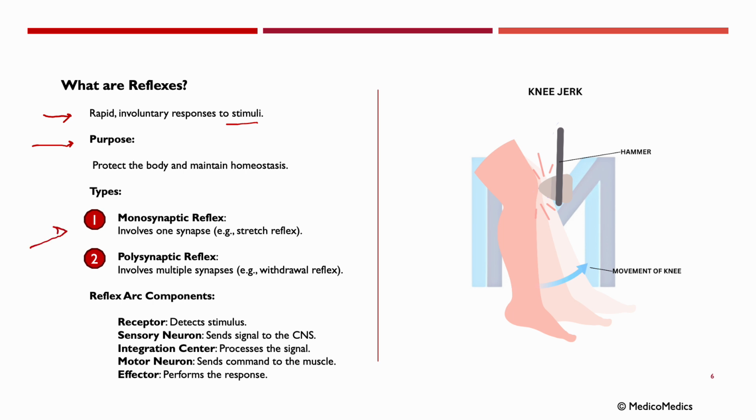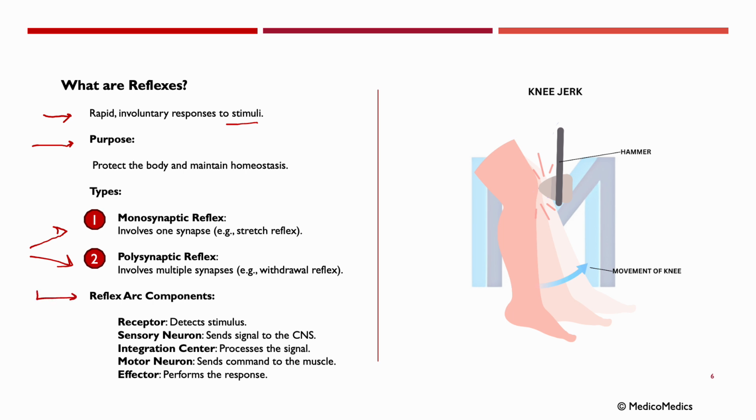We have monosynaptic reflex and polysynaptic reflex. Now, a monosynaptic reflex involves just one synapse between a sensory and a motor neuron. A classic example is the stretch reflex, like the patellar reflex. So you tap the tendon and the leg kicks. It's fast and simple. Then we have polysynaptic reflexes, which involve multiple synapses, usually with interneurons in the spinal cord. Now, these allow for more complex responses, like the withdrawal reflex, which coordinates multiple muscles to move a limb away from harm.